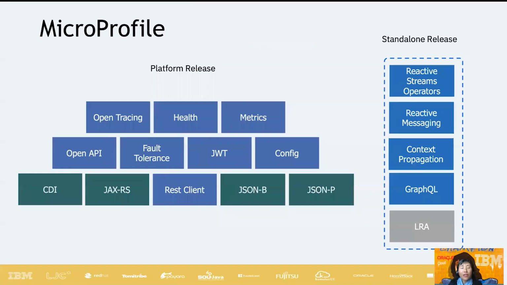Here is a representation of the MicroProfile current status. It has the platform release and also a standalone release. The platform release has these 4 Jakarta EE technologies plus these 8 MicroProfile specifications. The standalone release includes the reactive specifications, context propagation, and GraphQL. The one in gray is LRA, long-running actions, which has not been finally released. Hopefully this year we will be able to release MicroProfile LRA.